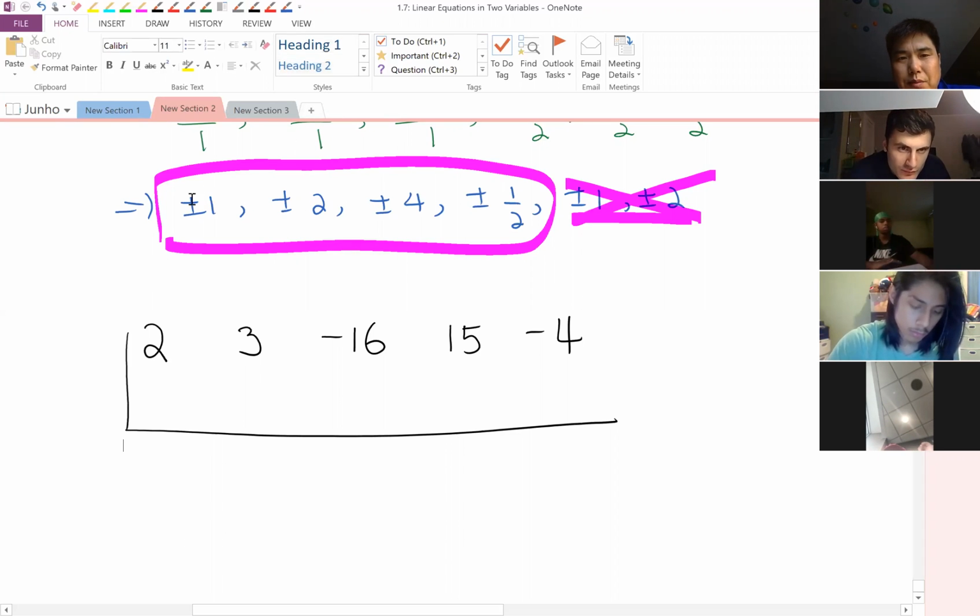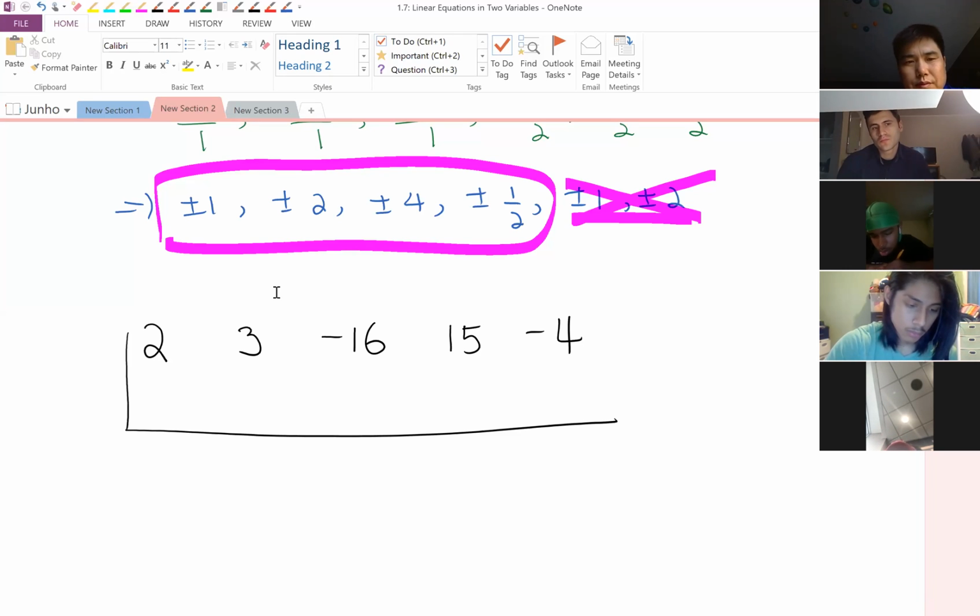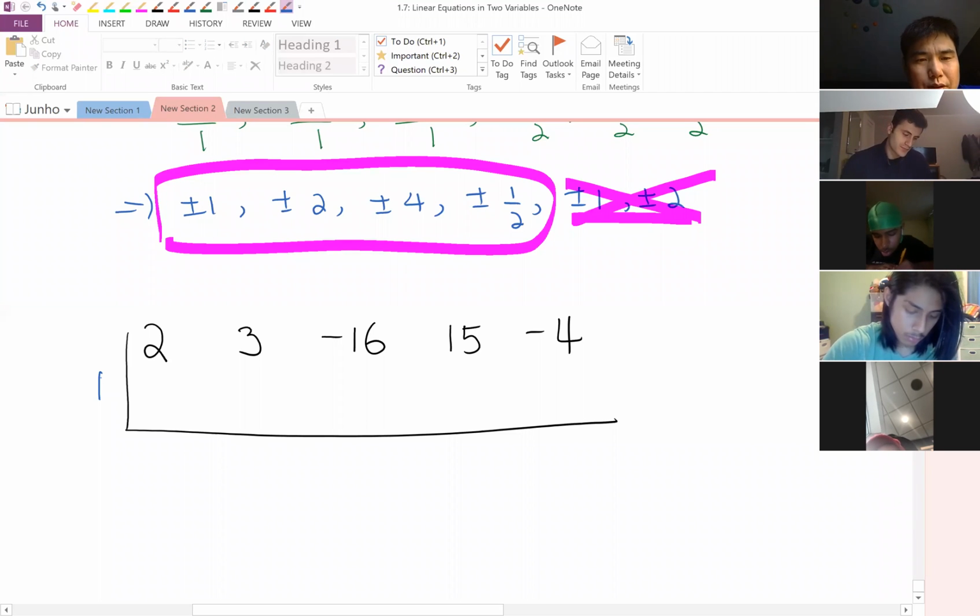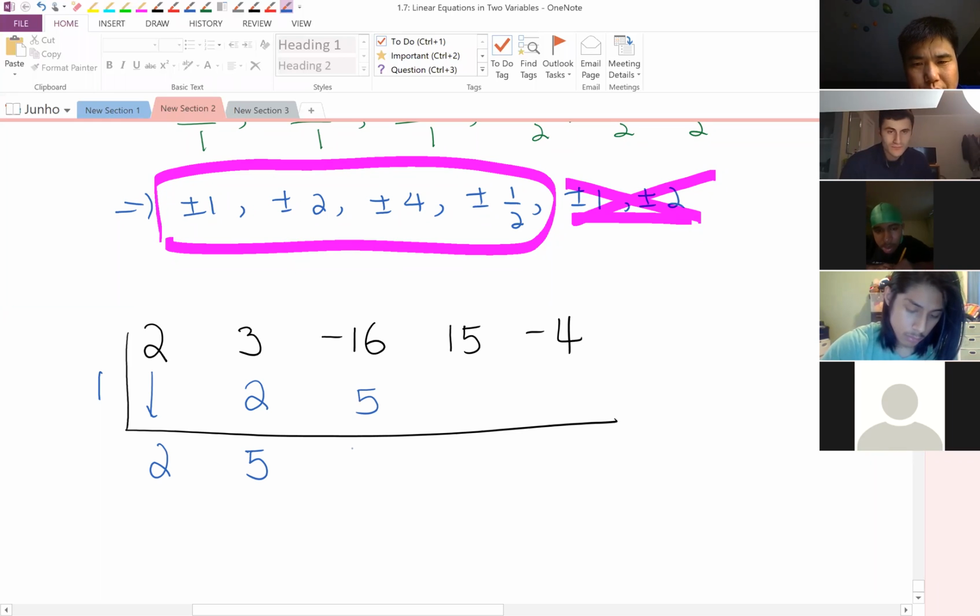1 makes it 0. So we have all possible zeros here, and it is up to you which one you choose. But easier is better. So let's give one possible zero. 1 makes it 0. Yeah. Okay, let's try 1. Now, what's the first step? Drop down the first number, 2. And then multiply. Yeah, become 2. Then what's next? Add. 5. 5. Multiply by 1.